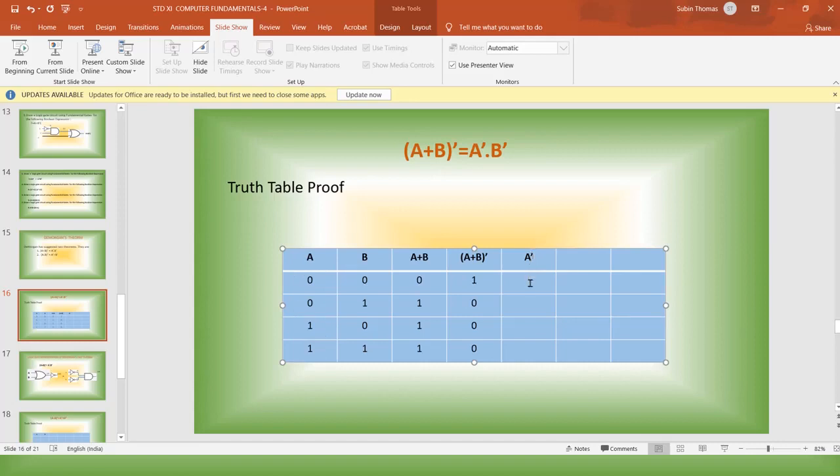First A value is 0. Its complement is 1. Second A value again 0. Its complement is 1. Next is 1. Its complement is 0. Again 1. Its complement is 0.